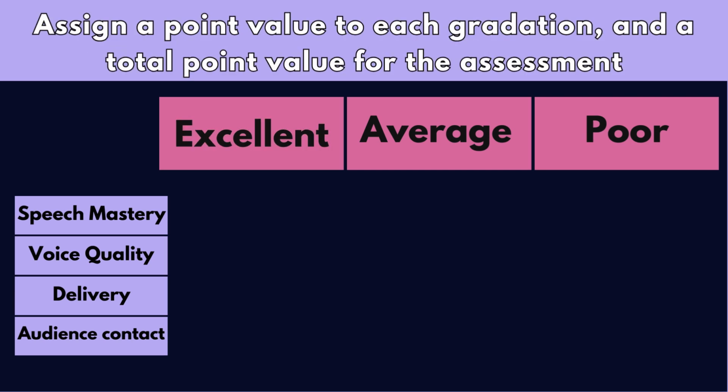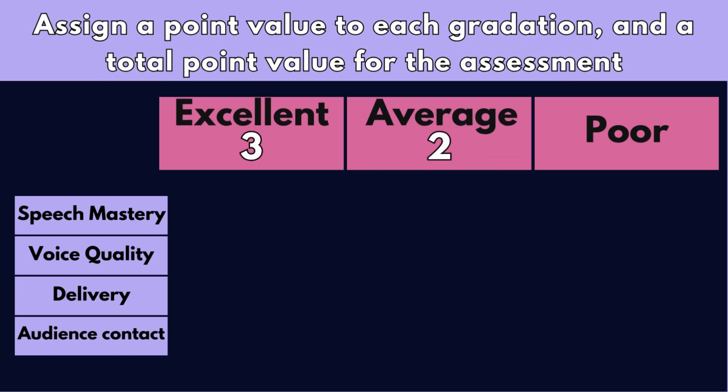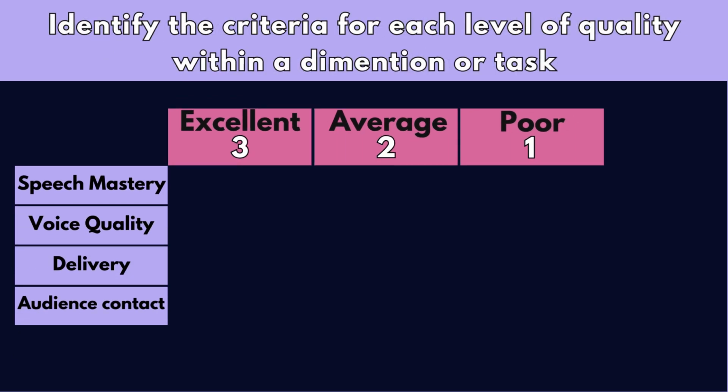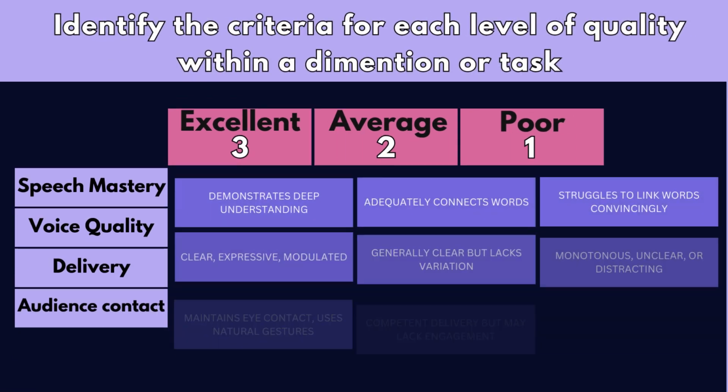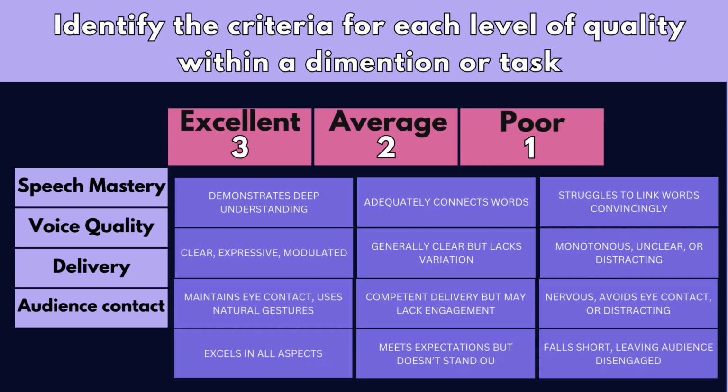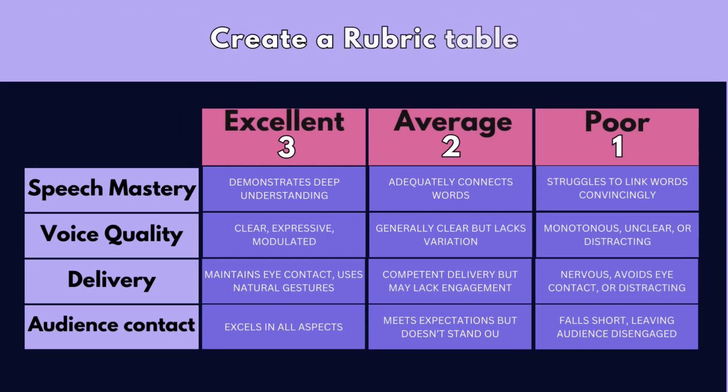Assign a point value to each gradation and a total point value for the assessment. Example: 3 points for excellent, 2 points for average, and 1 point for poor. Identify the criteria for each level of quality within a dimension or task. And lastly, create the rubric table.